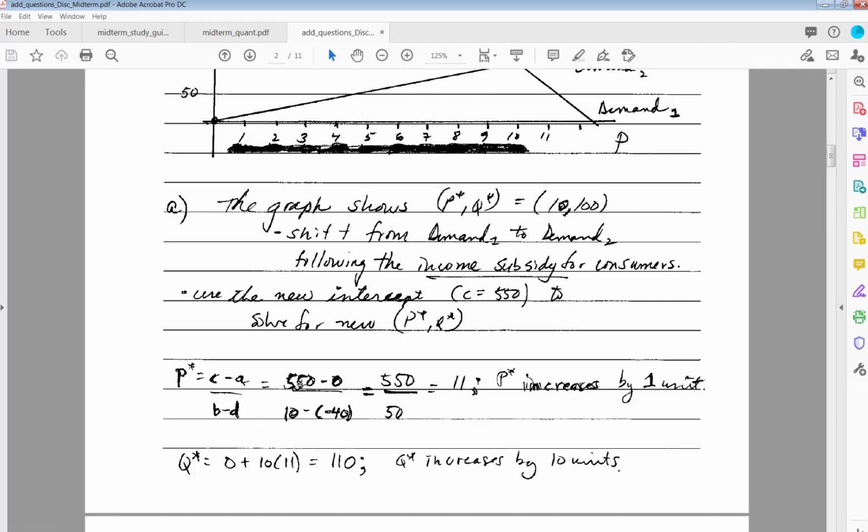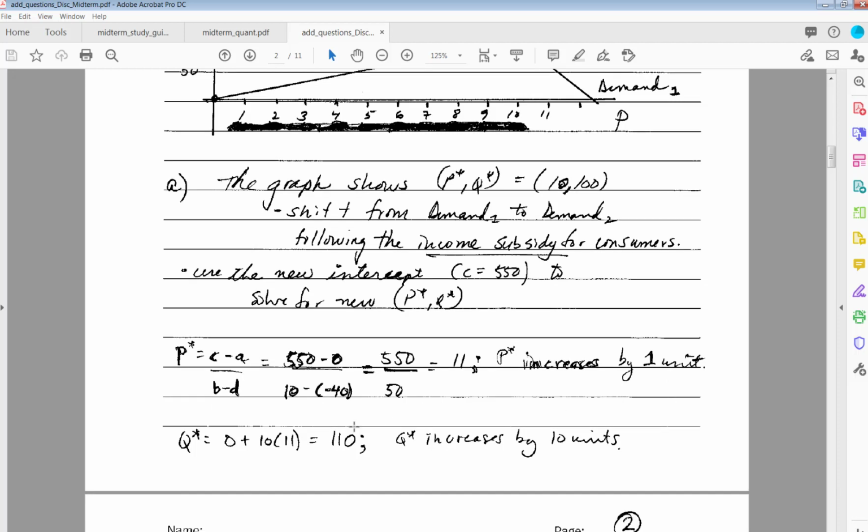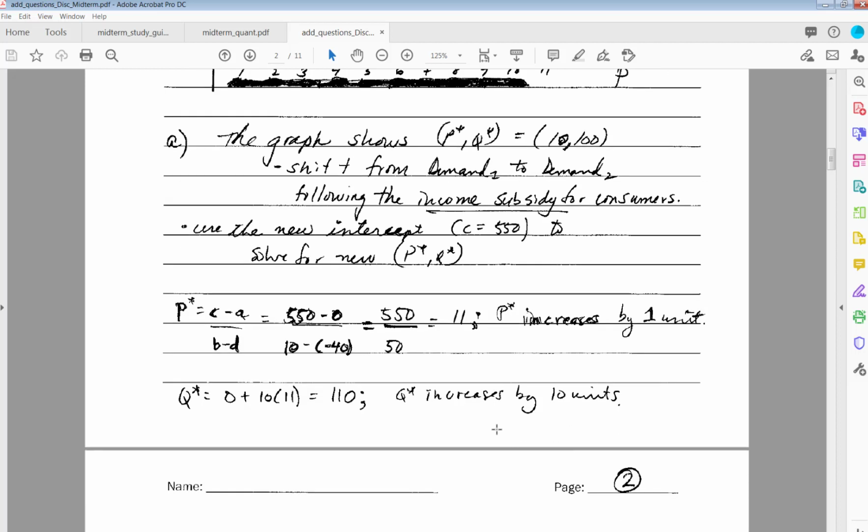We plug in our values. 550 is the new value. Everything else stays the same, and that does generate a price equal to 11, and the price increases by 1 unit. Take the equilibrium price. You can always plug that back into the supply or demand equation, and it should give you the correct result. So the slope of the supply curve is 10, the new price is 11, and we get that the quantity increases by 10 units. That's all you need from part A, right?